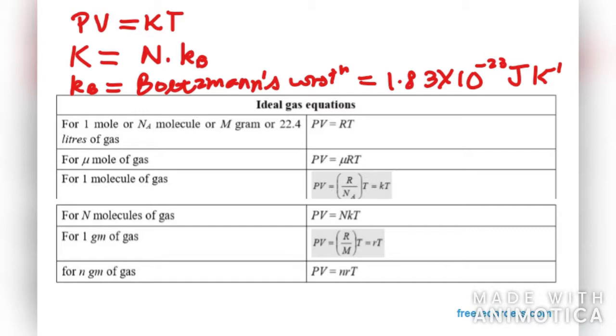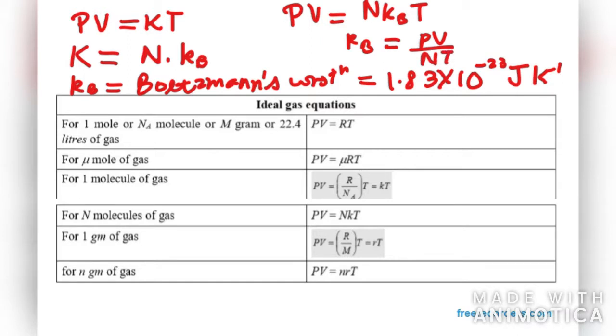Let us see how they are the same. As you know, we can interchange the values of these. PV can be written as N Kb T. Now from this you can find the value of Kb. So Kb will be PV over NT.